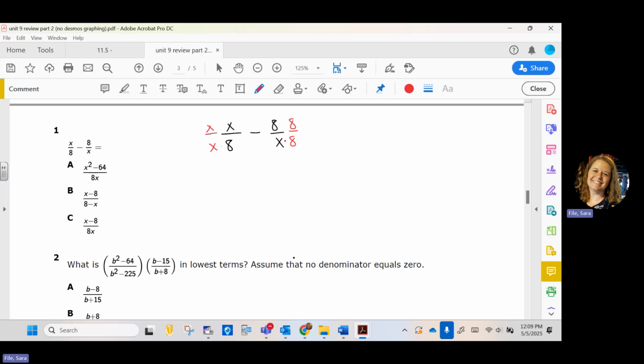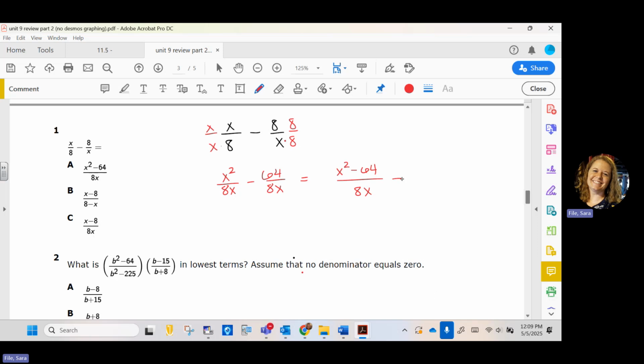So then on the left side here, x times x is x squared, and it's over that common denominator of 8x. 8 times 8 is 64, over that common denominator of 8x. Once you have the common denominator, you can combine it to a single expression in the numerator over that common denominator. Then from there, you see if you can simplify any further. Now, looking at your answer choices, I do see that answer choice here. So if none of the other answer choices are also equivalent, you could stop there.